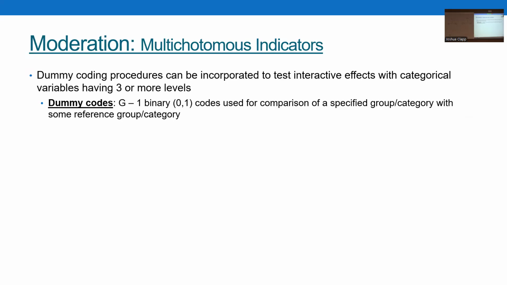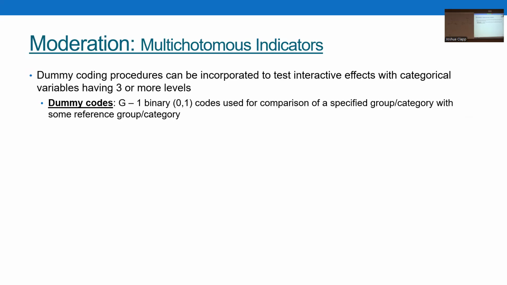Dummy codes, if I have a categorical variable, there are lots of different ways to code. Dummy code is one of the simplest ones. Depending on what you're trying to do, there are different ways to go through and code things. Dummy codes are nice because they're just 0-1 variables, okay? Let's say I've got a categorical variable with 3 levels.